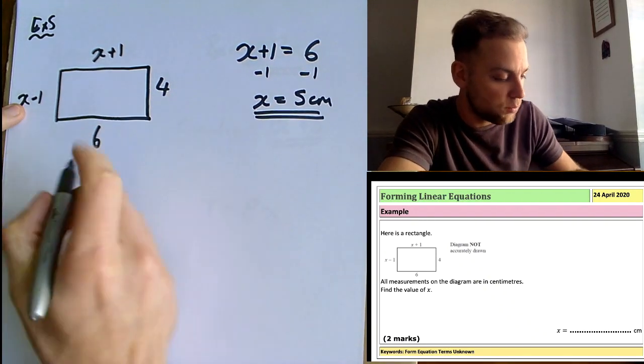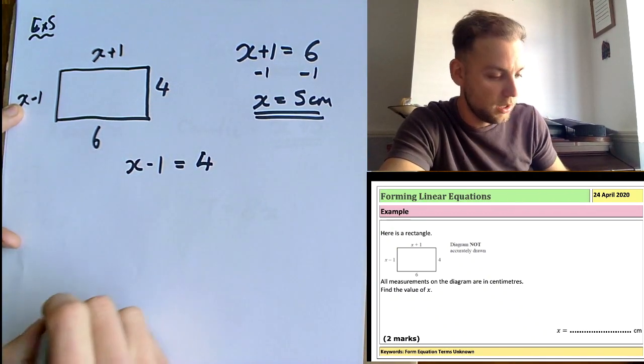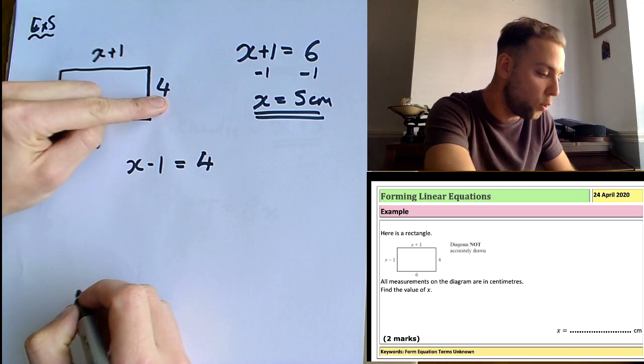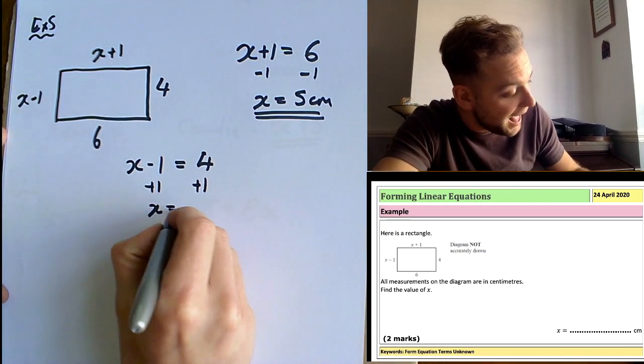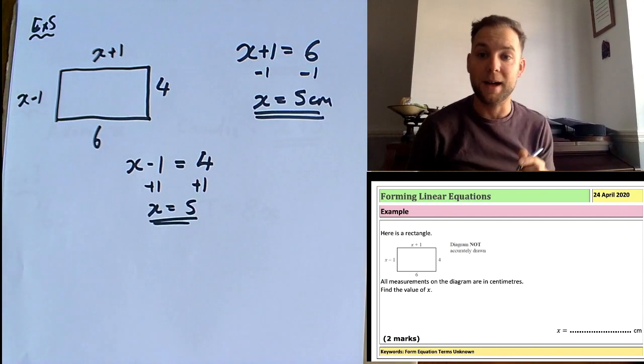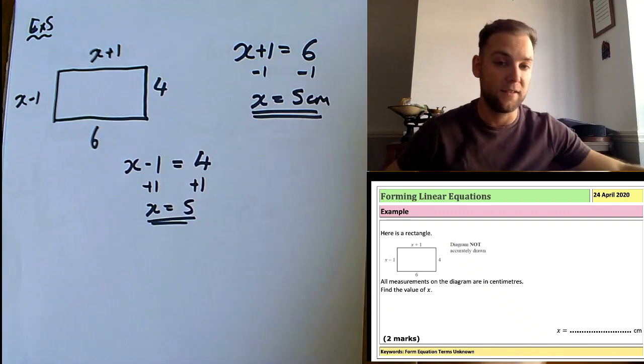So you could have done it this way. So you could have said x minus 1 is equal to 4, in which case it's going to be plus 1 and plus 1. So x again is equal to 5. So we get the same answer for both of those. We don't need to do both of these, but we could use either method.